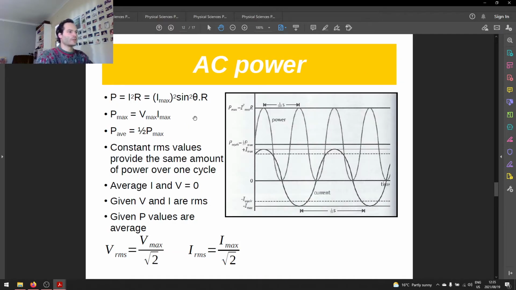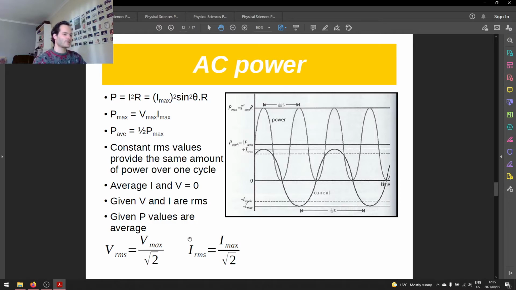So instead we look at our power. Power is current squared multiplied with my resistance. And when I square something like current, it's always going to be positive. Therefore, I don't have to worry about my average power going to be equal to 0. So my average power is just a half of my maximum power.